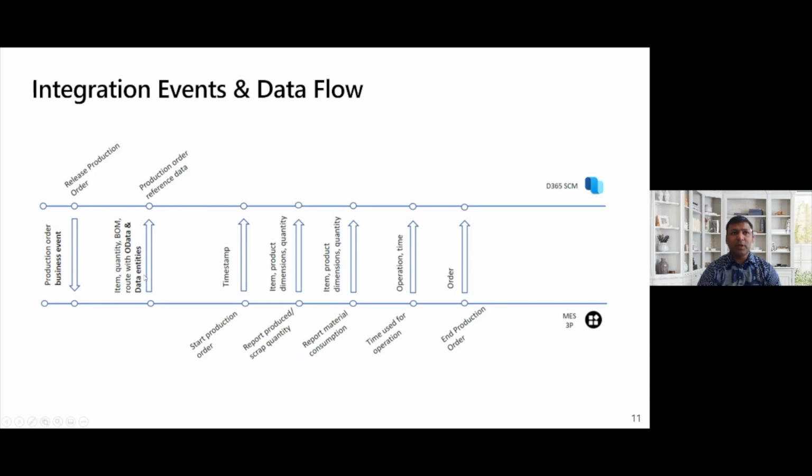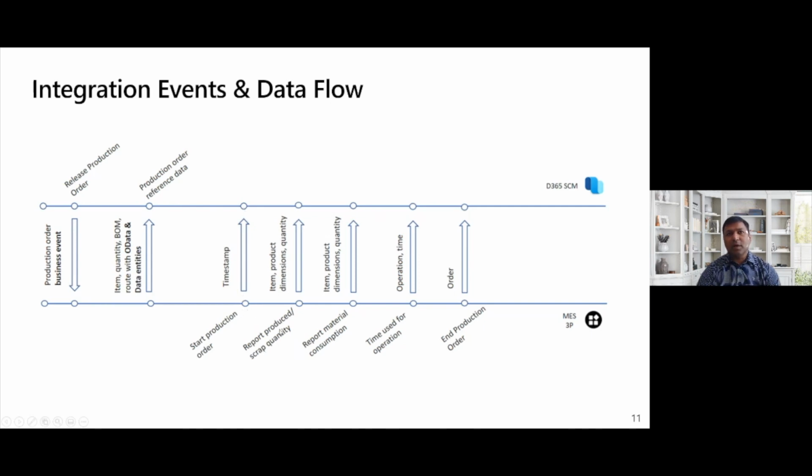So now at this point, the MES system has all the information it needs to start executing on the production order. When it actually starts executing, it can send a message to FNO. That makes sure that the MES system and FNO stay in sync, the production order status matches in both systems, and we know exactly when that production order started.